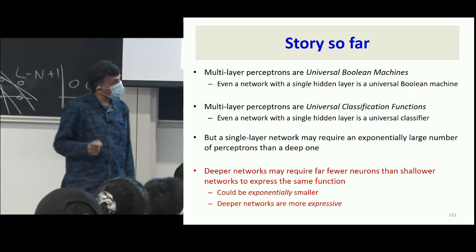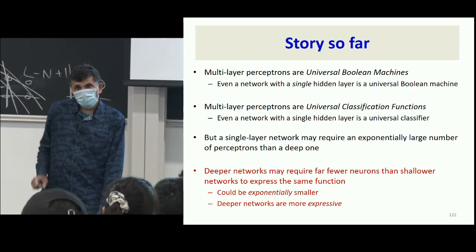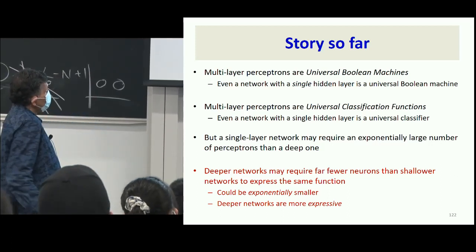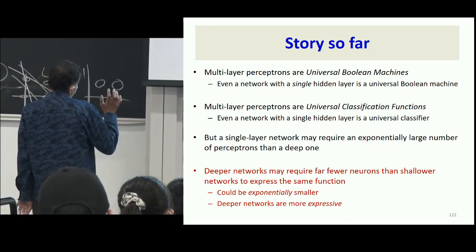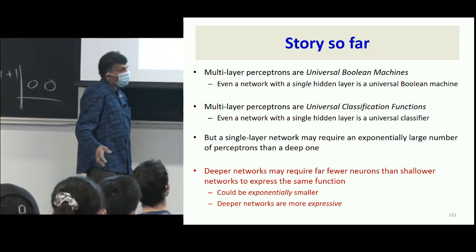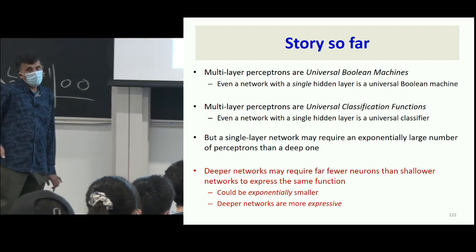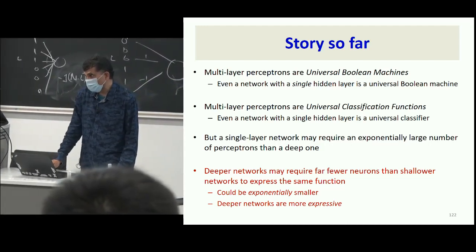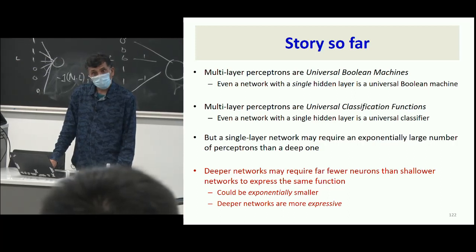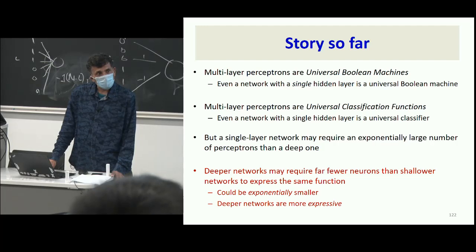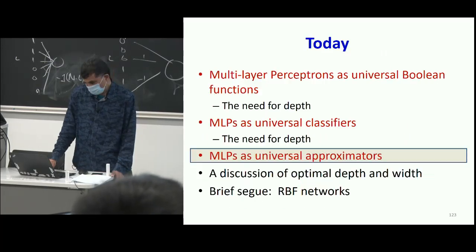But a single hidden layer network may require an exponentially large number of neurons. Deeper networks may require far fewer neurons than shallower networks to express the same function. They could actually be exponentially smaller. So what this means is that deeper networks are more expressive. They can compose more complicated functions for the same number of neurons or the same number of parameters.